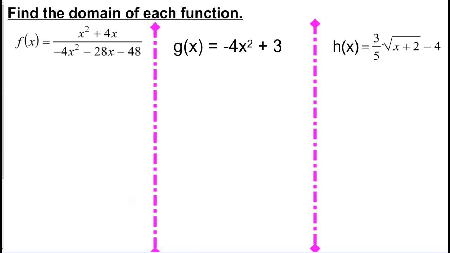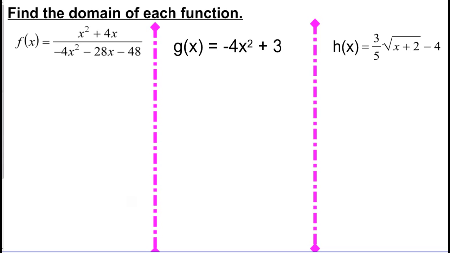Now, remember, we are doing a very simplified version of this. There are a lot of different rules, a lot of different things that you have to worry about. But I've told you guys in class numerous times, all you really need to worry about for our class when we're thinking of domain is: A, do I have any variables in my denominator? Or B, do I have any variables in my radical? In either one of those cases, that's where you have to watch out.